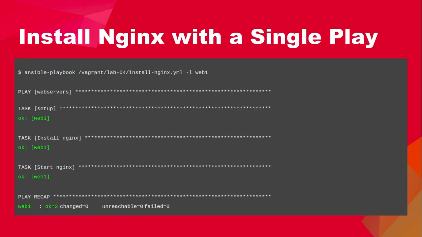Now here you can see the type of output you will get. The play, web server, task setup. web1 is okay, install Nginx is okay. These are the tasks. Again the second task, start Nginx, again that is fine. So a total of 3 tasks were given, all 3 are okay. Unreachable 0, failed 0. This is the type of output you will see, and you can understand whether the requirements that you have provided to your Ansible playbook are working or not.